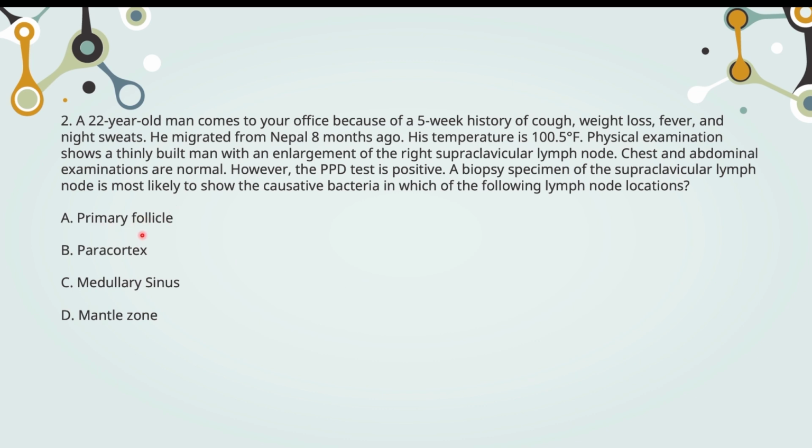Is it the primary follicle? No, right? Follicles contain B cells. Is it the paracortex? Paracortex contains T cells. Now, the right answer is medullary sinus, because if you remember, medullary sinus houses macrophages. All right, so the right answer is medullary sinus.